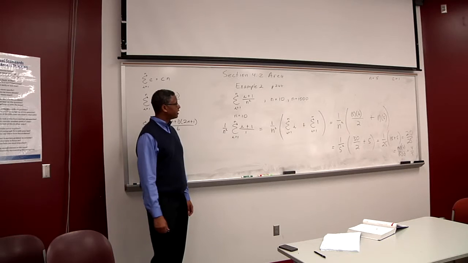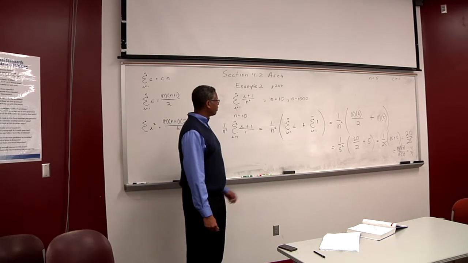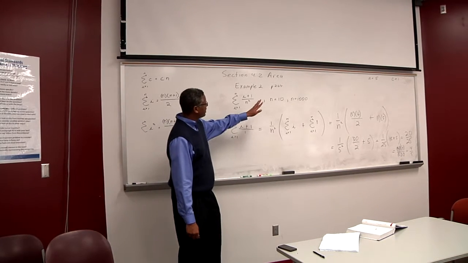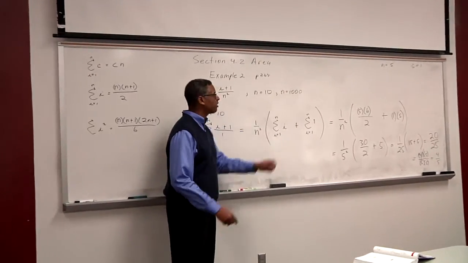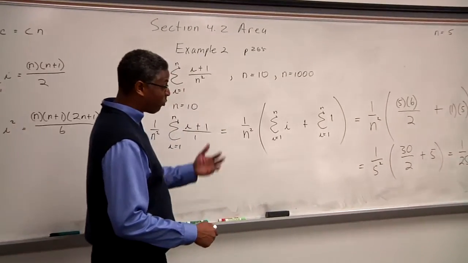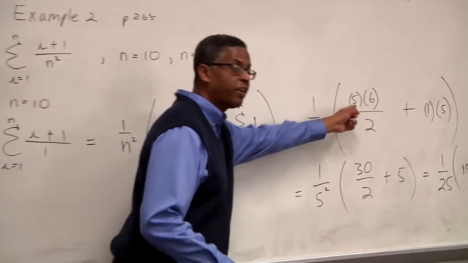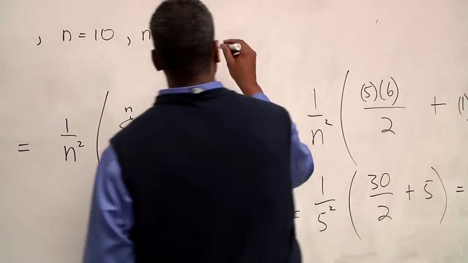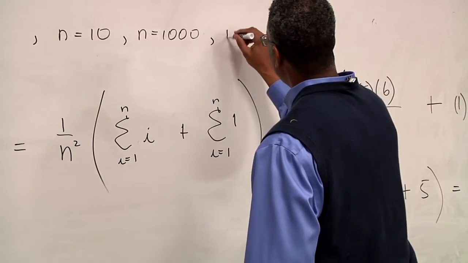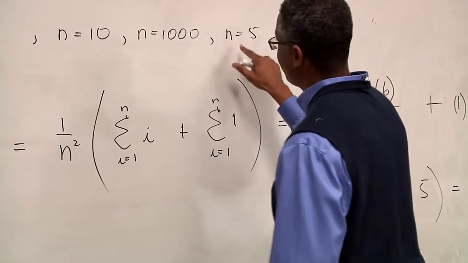Okay, class, continuing on with this example, what you'll notice here is I said n equals 10, n equals 1,000, but the example that I worked was for n equals 5, so I want to apologize for that. So let's just add to our example n equals 5. So that's actually what I did.